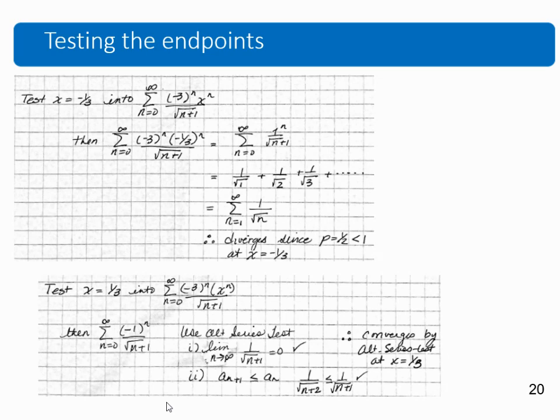So it diverges on one endpoint and converges on another. So the interval of convergence is -1/3, not including -1/3, to 1/3, and including 1/3. And that's the end. Good luck.